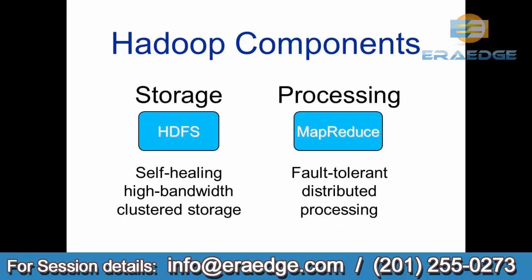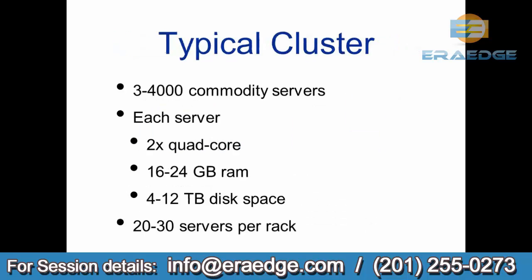In a typical cluster, as I said, it's 1.0, 4,000. Now it can be increased to like 60,000 and more. Each server configuration can be like what you're seeing here: 2 quad core, 16 to 24 GB RAM, 4 to 12 TB disk space, and 20-30 servers per rack. You would have seen racks, right? A rack is like, you would have 3 racks and 20-30 servers or boxes within each rack.